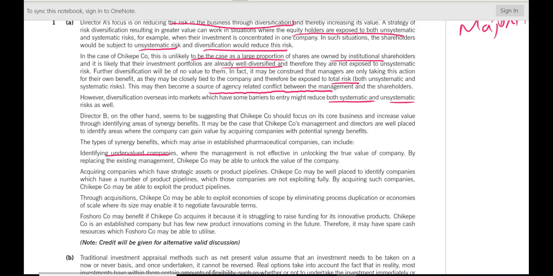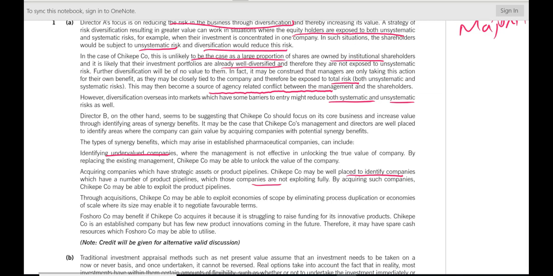The types of synergy benefits which may arise in establishing pharmaceutical companies can include: identifying an undervalued company, which will give the benefit. We will identify the undervalued company, it will be a cheaper company, we will replace the management with our effective management, and we will then unlock the value of that company. Acquiring companies which have strategic assets or product pipelines, the company may be well placed to identify such companies, and with those companies we will exploit their value fully because our company is fully established.